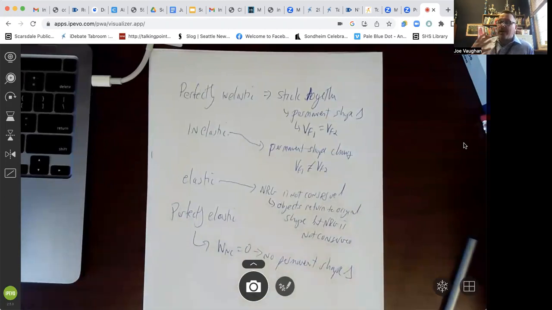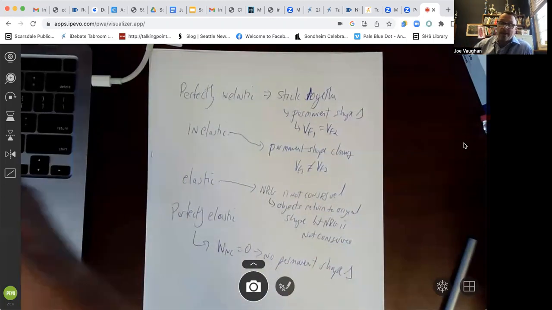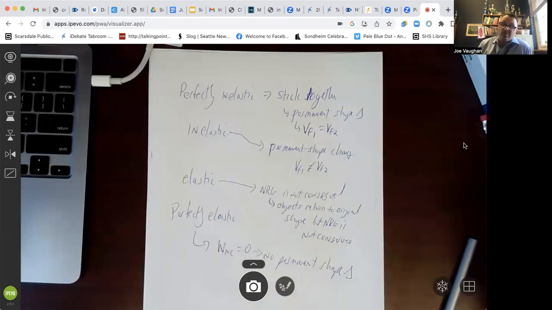Now, I will say in problem solving, if they say the word elastic, they mean perfectly elastic. If they say the word inelastic, they mean perfectly inelastic, unless the problem is going out of its way to do otherwise, because a lot of people don't use the terminology really effectively.